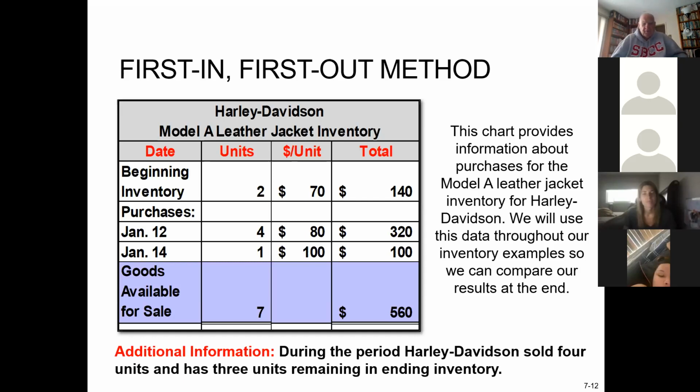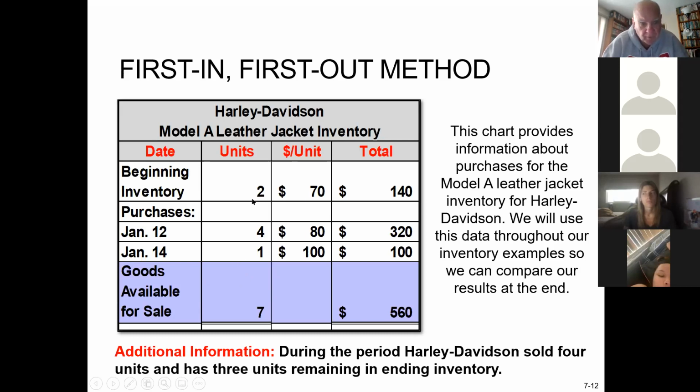So what are we talking about here? We have a beginning inventory of 2 units. On the 12th, we purchased 4 more, and our last purchase was on the 14th. We purchased 1. We have 7 available to sell. We can't sell any more than that. So at the end of the month, we have to determine how much goes into the inventory because we've not sold it, and how much is in the cost of goods sold.